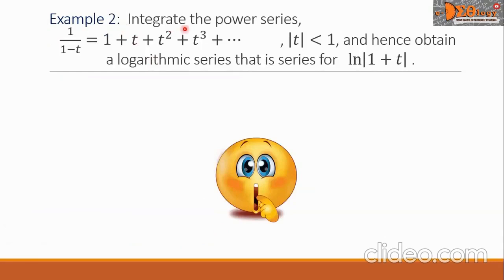Example 2. Integrate the power series 1 over 1 minus t equals 1 plus t plus t squared plus t cubed plus, and so on, such that the absolute value of t is less than 1. Remember, this is also a geometric series, and hence obtain a logarithmic series, that is, a series for the natural log of the absolute value of 1 plus t.